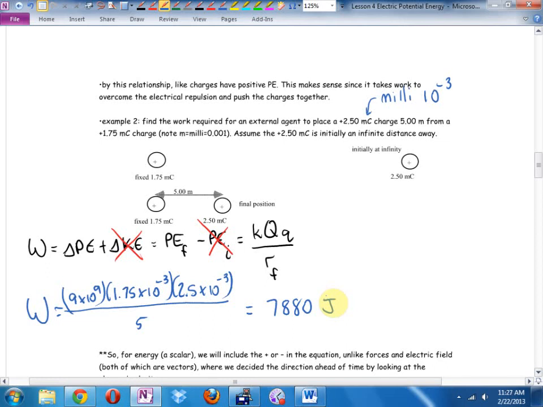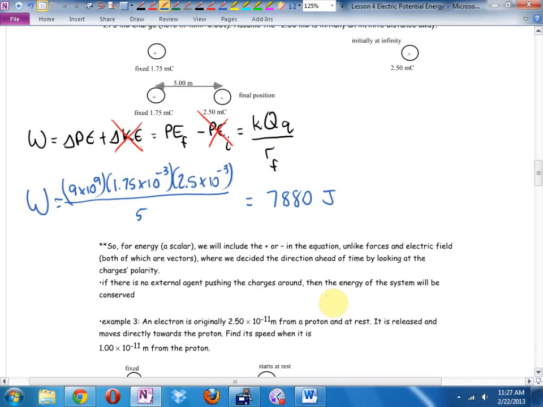So, here is the key concept you need to take out of this besides just the number crunching. For energy, a scalar, we will include the plus or minus of the charge in the actual equation now. Unlike forces and fields, the first row, where you forget the signs and use absolute values, for scalar quantities we include the signs.